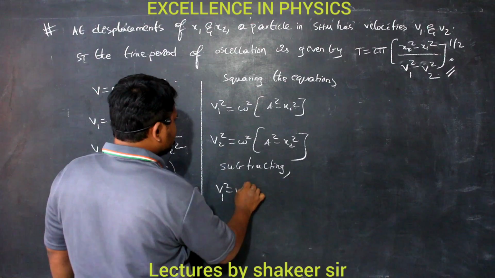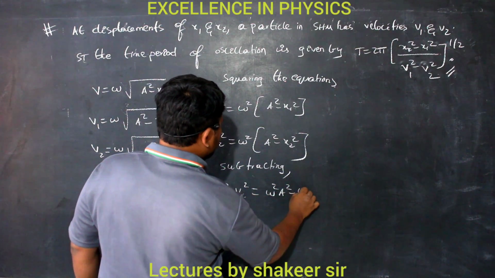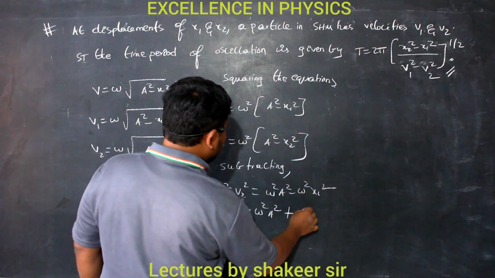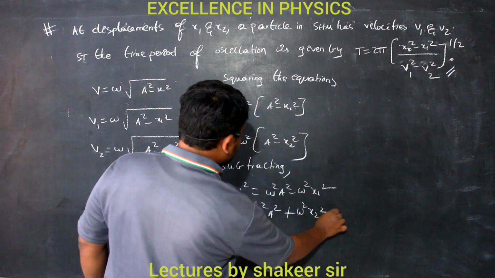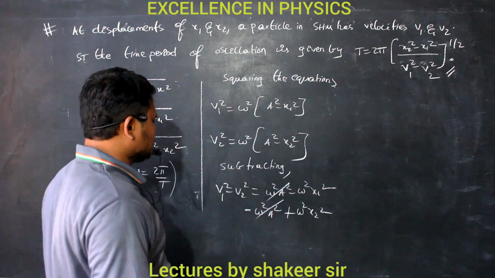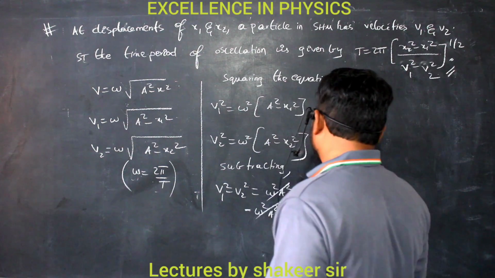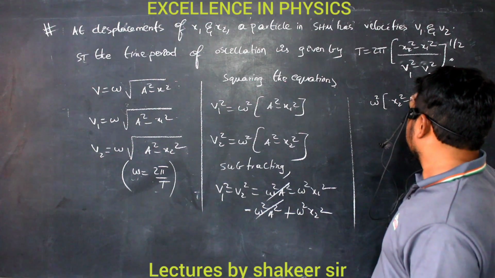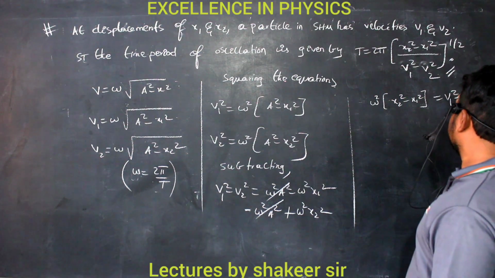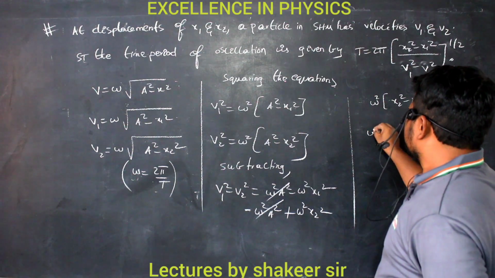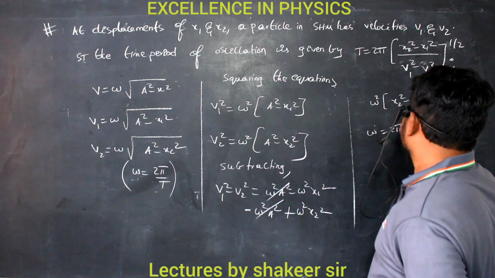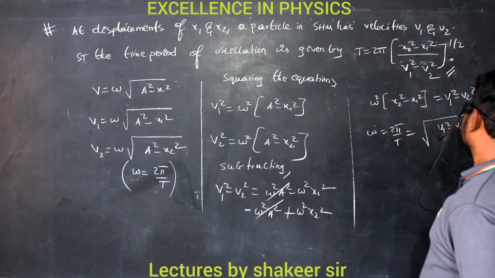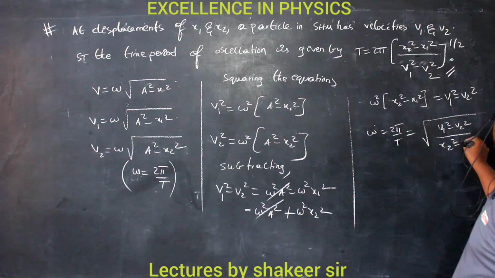v1² − v2² = ω²a² − ω²x1² − (ω²a² − ω²x2²). Minus of minus will become plus, so plus ω²x2². So ω²a² gets cancelled. If I take ω² common, then I can write ω²(x2² − x1²) = v1² − v2². Clear? So ω = 2π/T can be written as the square root of (v1² − v2²) divided by (x2² − x1²).